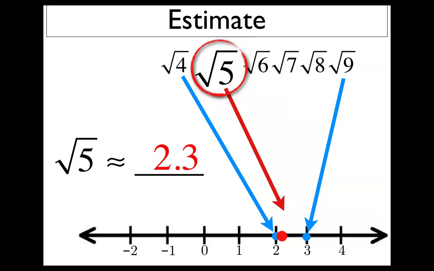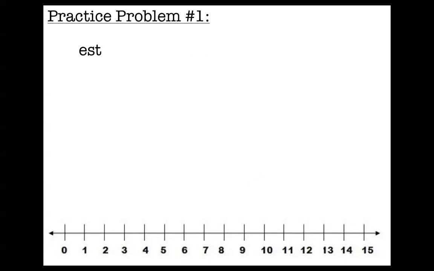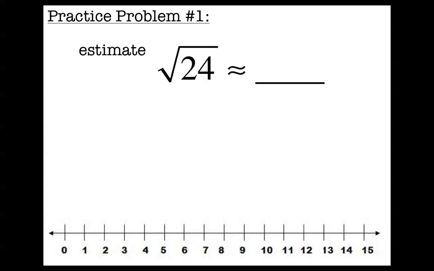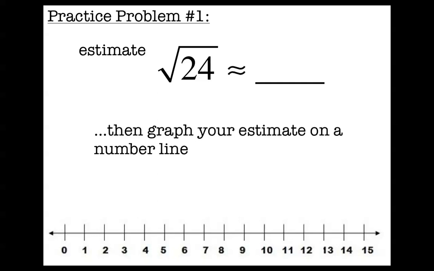So now is your chance. You try finding an estimate for the square root of 24 and then see if you can find it on the number line. And if you're totally 100% lost about this, don't worry too much. We'll try it some more in class tomorrow. By the way, that shouldn't say practice problem number 1. I think this is like the 3rd or 4th practice problem, so sorry about that.